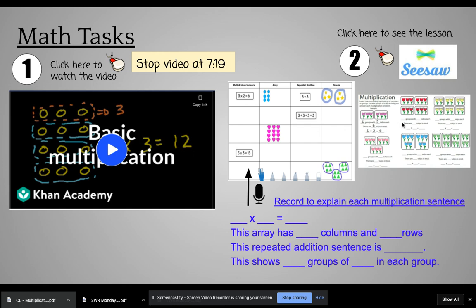Then you'll complete the second activity about the number of flowers and how many groups of flowers there are with the number of flowers in each group, and that will help you make your multiplication sentence.